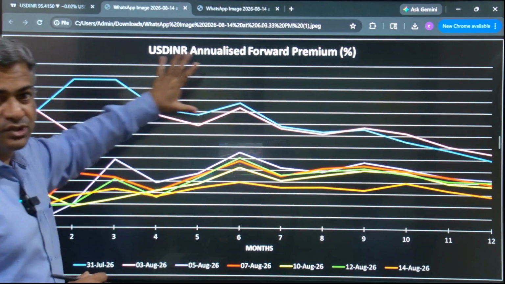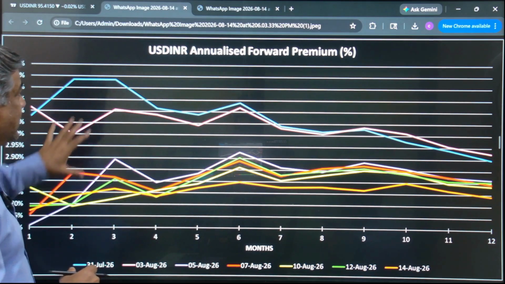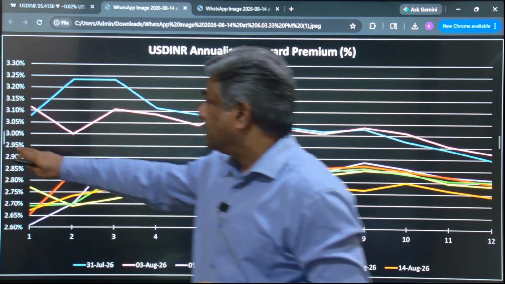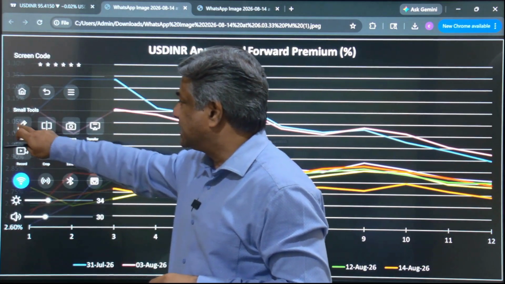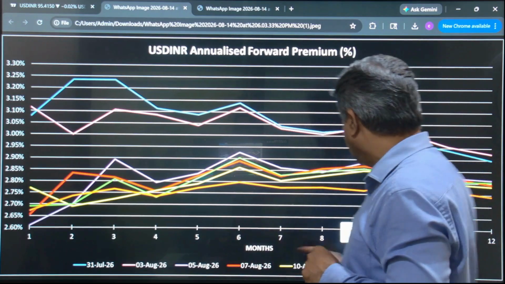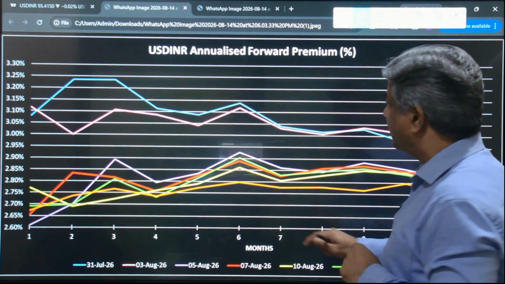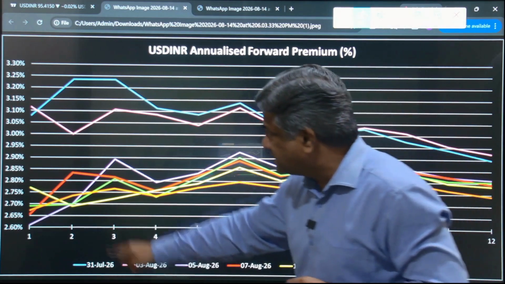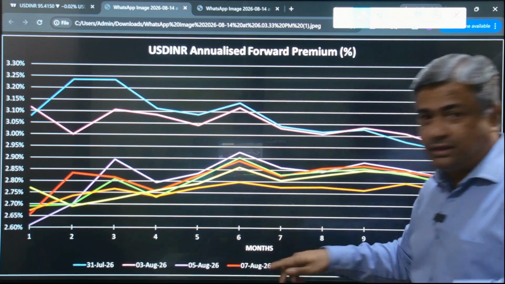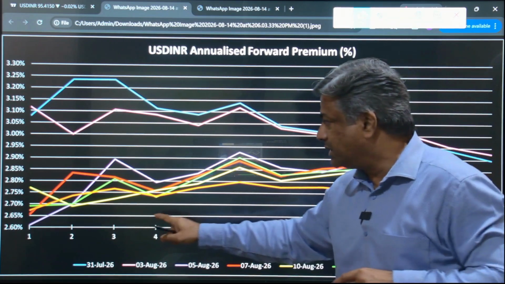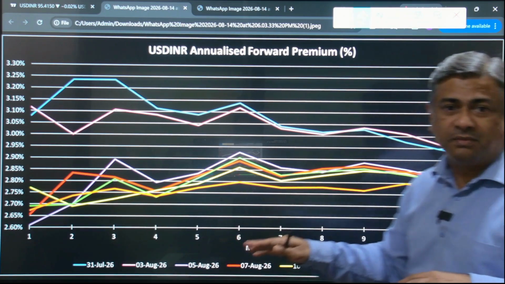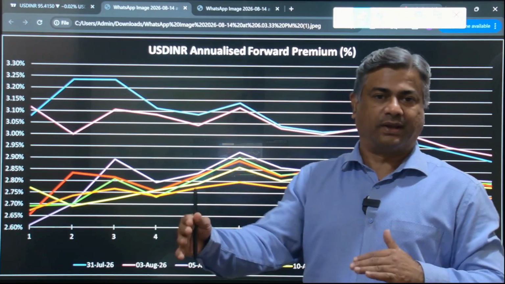If you look at this chart, this is the dollar INR forward premiums, and it is annualized in percentage terms. These are lines of the forward premiums for different days, and the horizontal axis is 1 month, 2 month, 3 month, all those months till 12 months. Forward premiums annualized from 1 to 12 months.